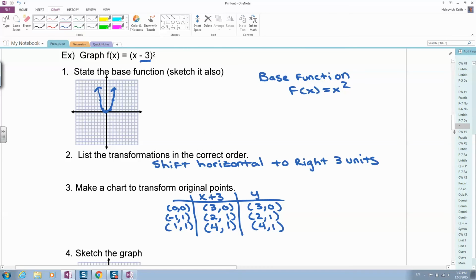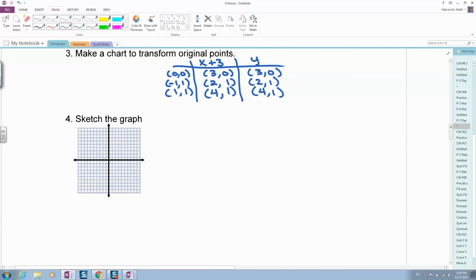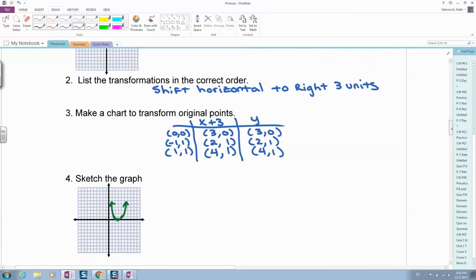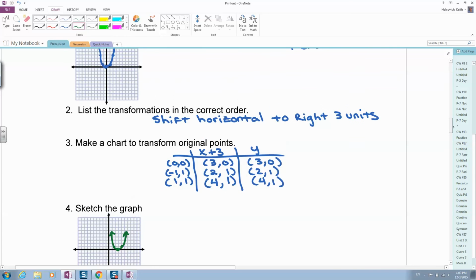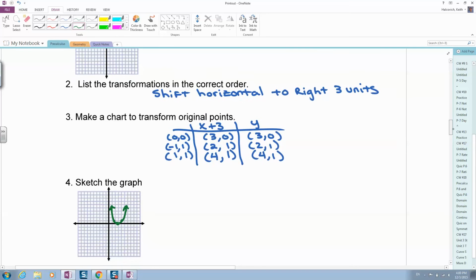If you notice, here you go now to 3, 0. And then you have 2, 1. And you have 4, 1. And there are my new points right there. Notice, compared to the original one, everything is shifted to the right 3.